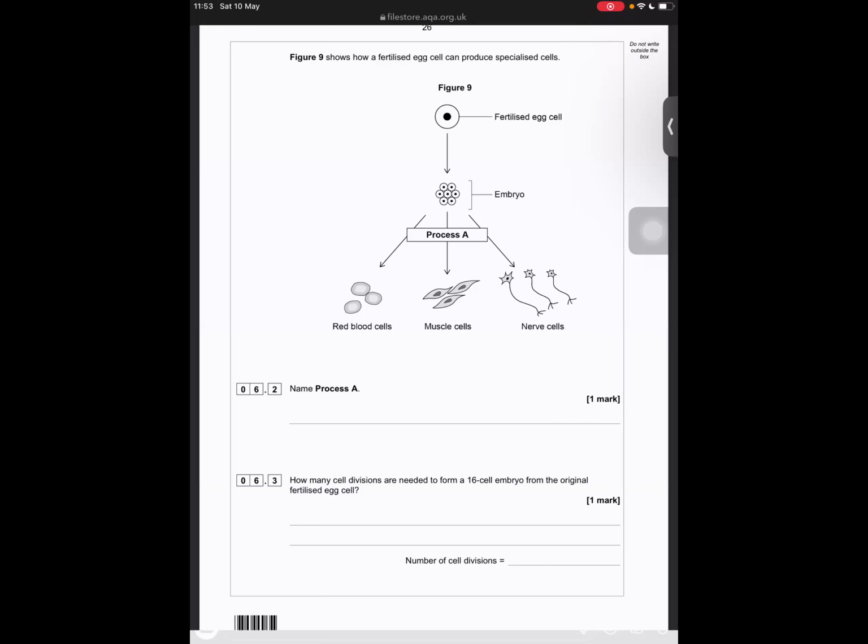So it's obvious that after four cell divisions, I will get 16, because what I'm seeing here is one, two, three, four, five, six, seven, eight. And then the other one will now become one, two, three, four, five, six, seven, eight. That's where we have 16. So I'll go with four.